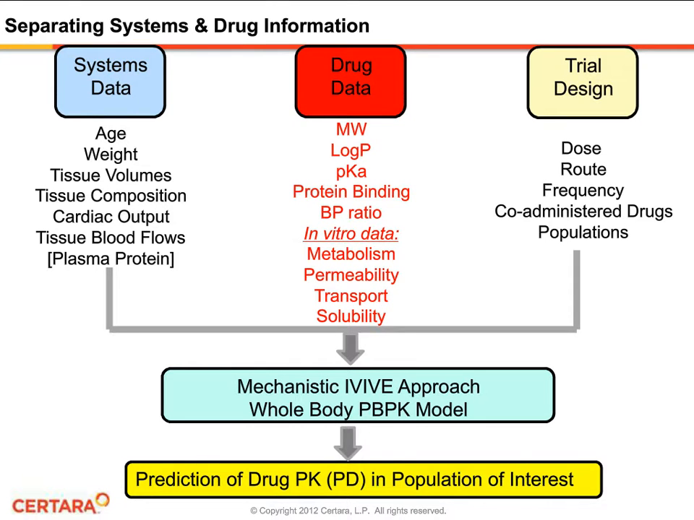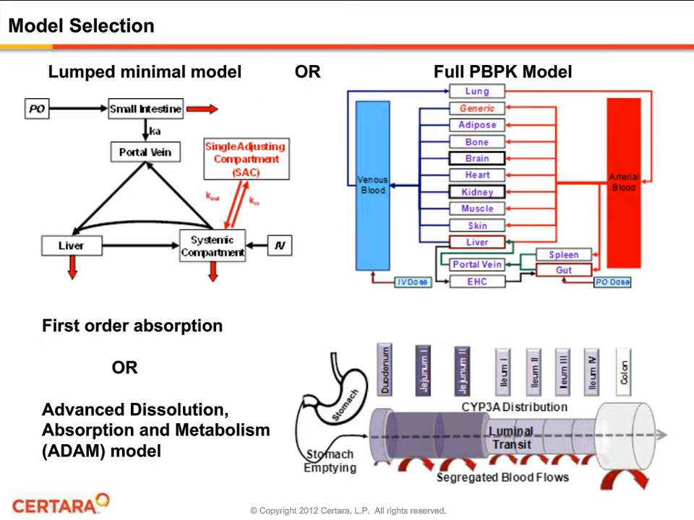So what I'm going to show you now is, in terms of the model selection, what we can do is use a lumped minimal model that's got a reduced number of compartments, shown here. Or on the right-hand side, if you're interested in looking at the exposure in all the different tissues, we can use a full PBPK model. And obviously, we would need all of the parameters describing all the different compartments and the flows.